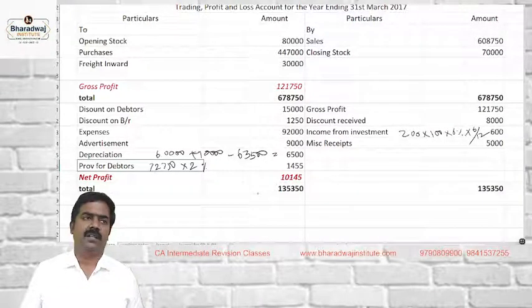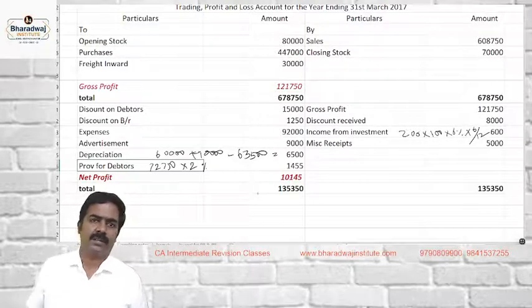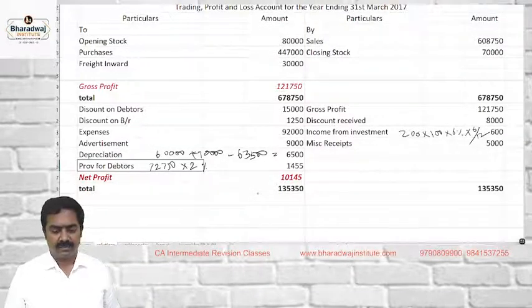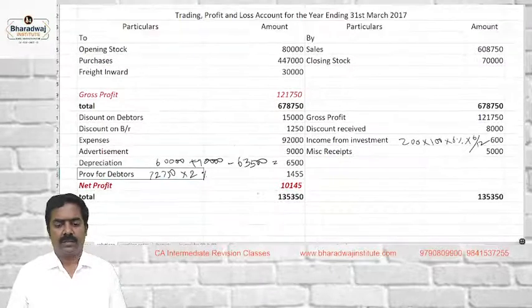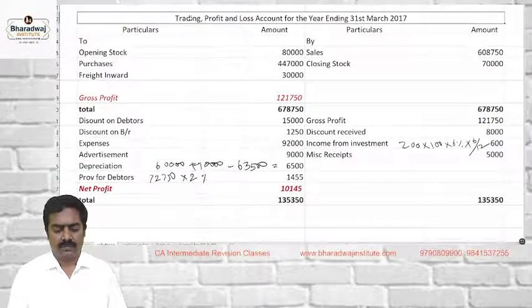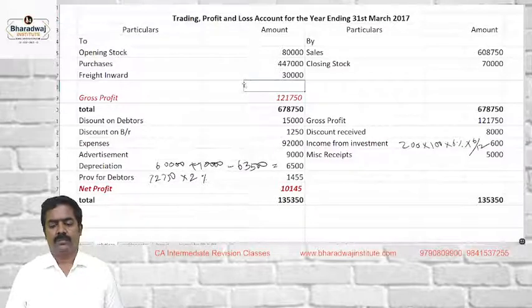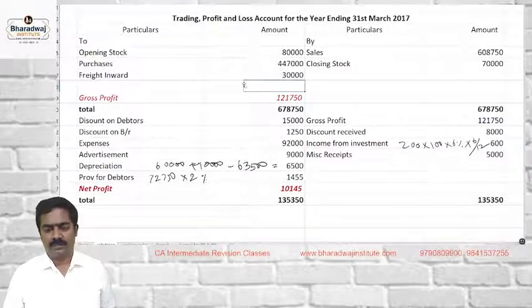Balance sheet. Start with the balance sheet. Let us increase the speed a little bit. Start with the balance sheet and do it.